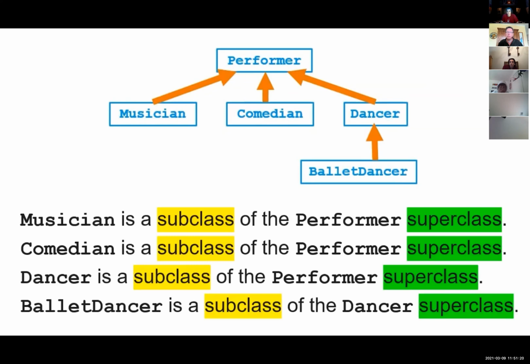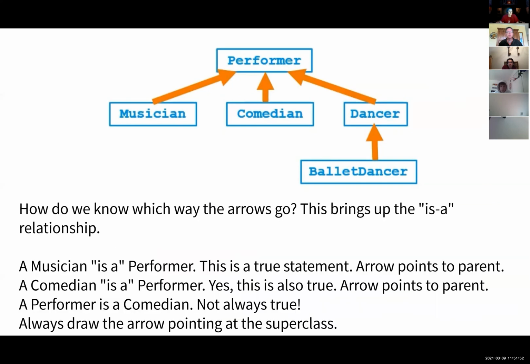So then here's some statements that are true about this diagram. Musician is a subclass of the performer superclass. See this right here? Musician is a subclass of performer. Comedian is a subclass of performer. Dancer is a subclass. And then ballet dancer is a subclass of dancer, not of performer. And these things can go on and on and on. I don't think it helps people to go on and on and on, but sometimes it is helpful.